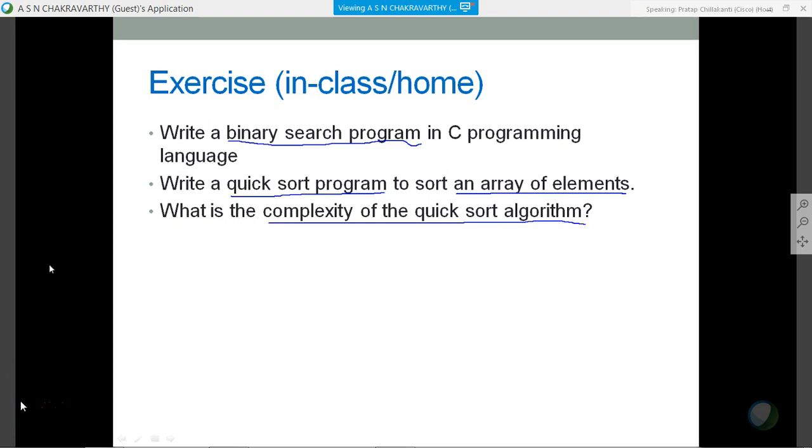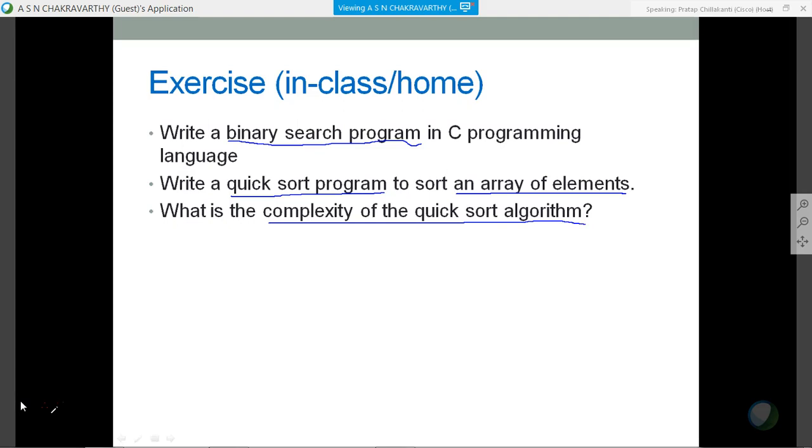Then the second thing is write a quick sort program to sort an array of elements. Because remember, binary search works if the array is sorted. So how would you sort an array of elements? Somebody put some exercises, like bubble sort, selection sort and all that in the community. What I want you to do is a quick sort algorithm. Now, I didn't teach you what the quick sort algorithm is, but you're smart enough outside of the classroom to figure out what a quick sort is. If you Google it up, you'll get it, right?